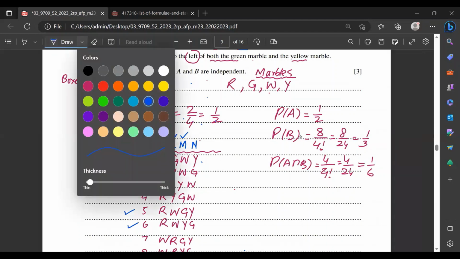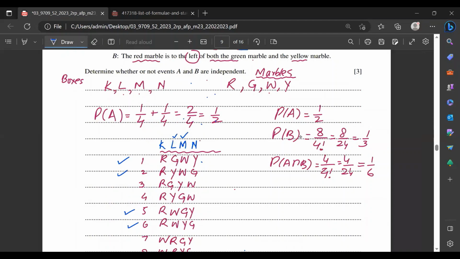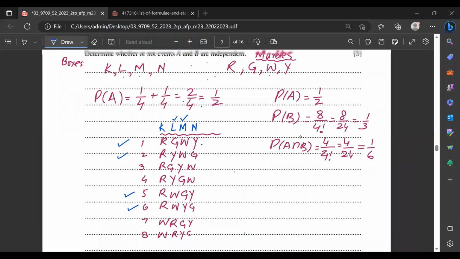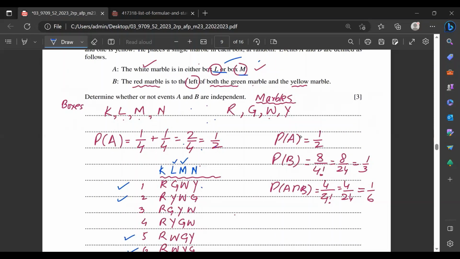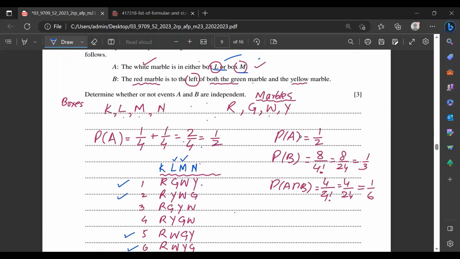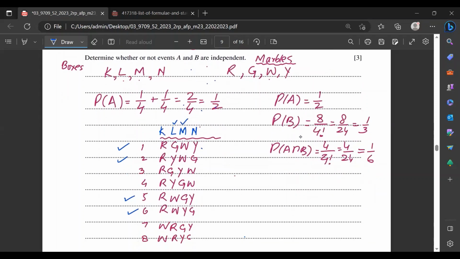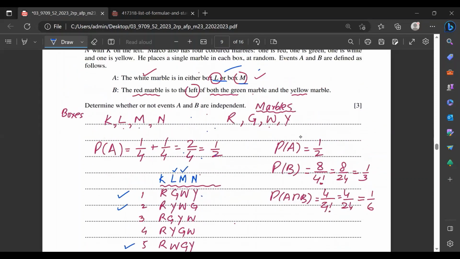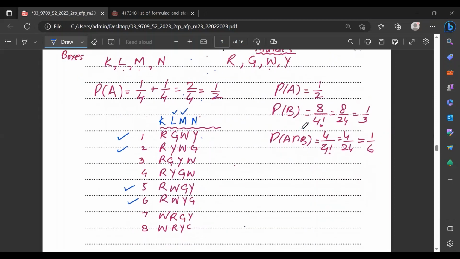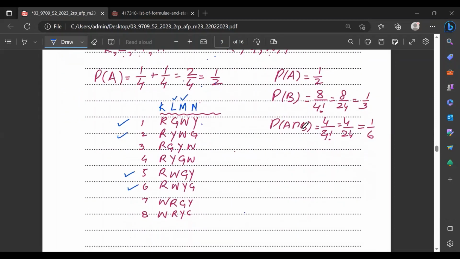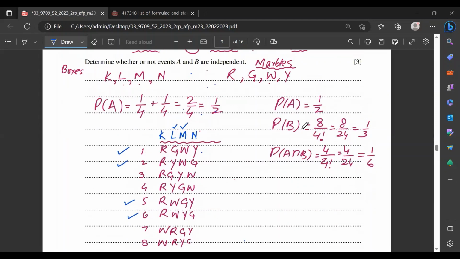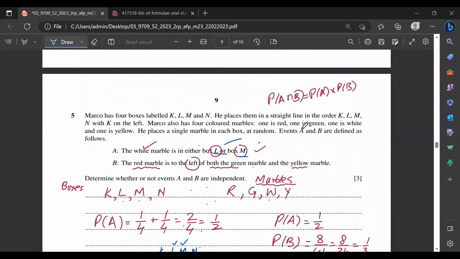So you need to find the probability of A, the probability of B, and the probability of the common. Probability of A and B, the probability of those options which are satisfying both A and B. A was that white is in either L or M, and the second is that red should be on the left of green. And so these were the cases in which red is on the left of green or the yellow marble, and out of these 8 cases, 4 are satisfying the first. So 4 out of 4 factorial, 4 factorial means the 4 things can be arranged in 4 factorial ways, 1 over 6. So let us check whether this condition is true or not for this.